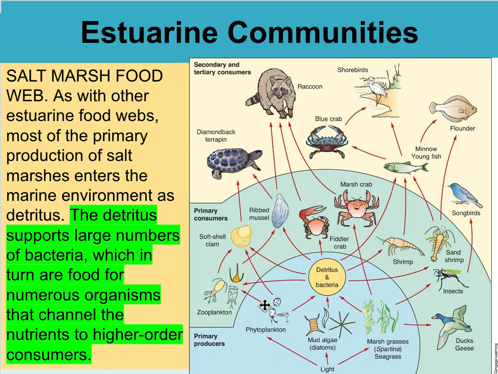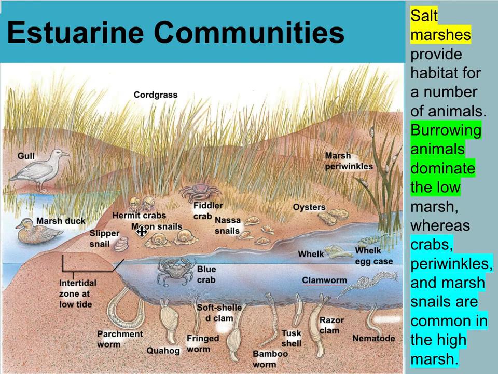You have primary producers like plankton and different mud algae, and then we talked about marsh grass, and there's detritus and bacteria. Then you have primary consumers that will go and eat that, like shrimp and zooplankton, and you have different bivalves. And then above that, you'll have secondary consumers that eat all of those. So a very important food web.